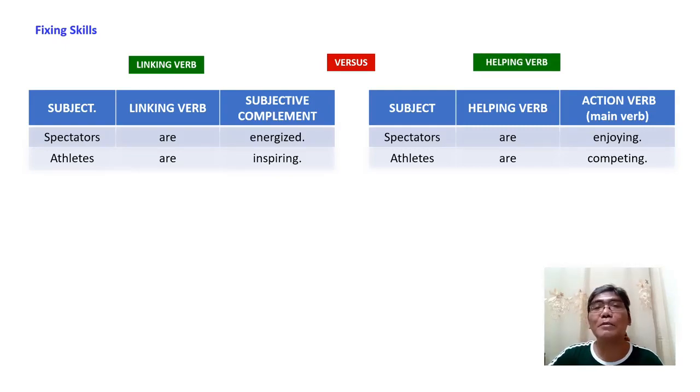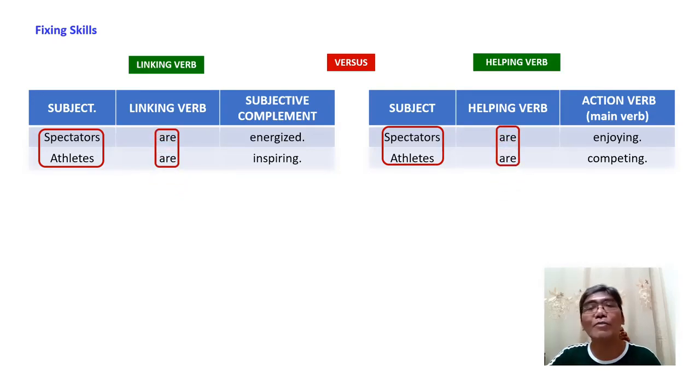Again, I have here another pair of tables showing the pairs of sentences with the same subjects, spectators and athletes. These pairs of subjects are followed by the verb are. Although the verbs following these pairs of subjects are the same, they are different when it comes to their functions. For example, the verbs are at your left side are classified as linking verbs, while the verbs are at your right side are classified as helping verbs.